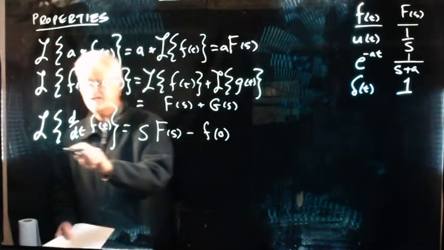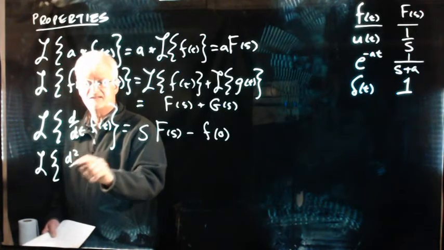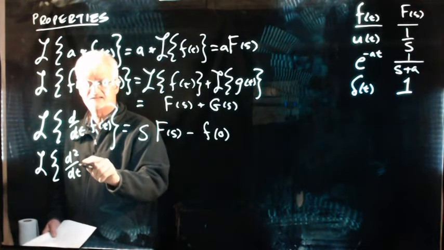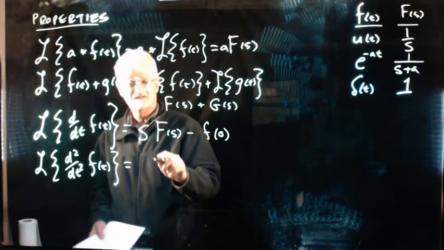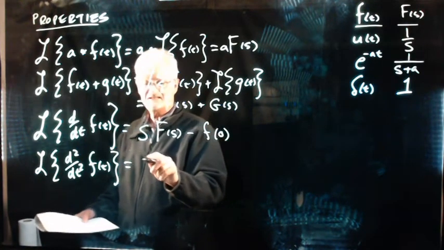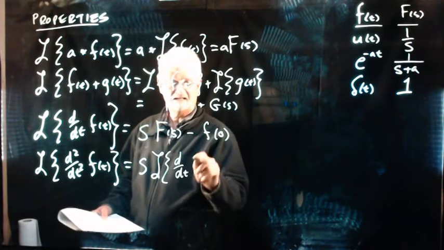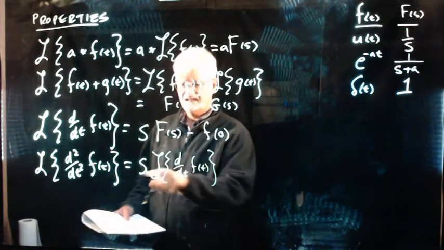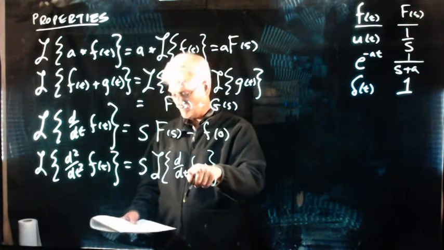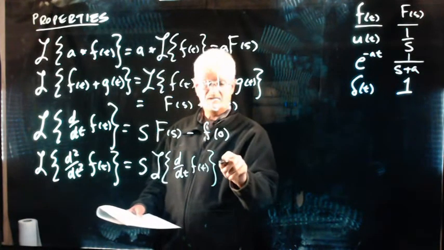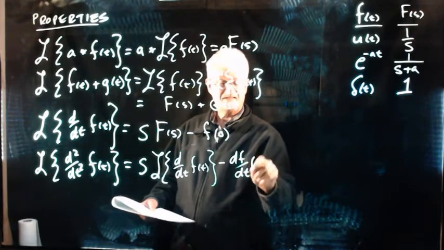Sometimes we can work it out if we work hard enough on it. We can do the Laplace transform of d squared dt squared of f of t. So this is the second derivative. And so in this case, we'd want to say this is s times the Laplace transform of d by dt of f of t, right? So we take s times the function, and then we're going to subtract off df dt at time t equals 0.